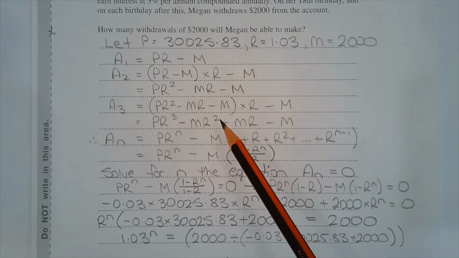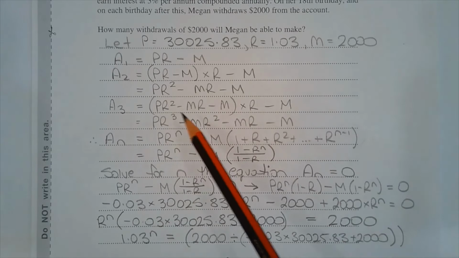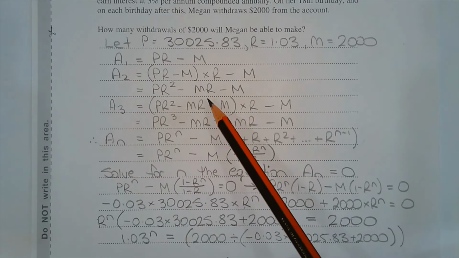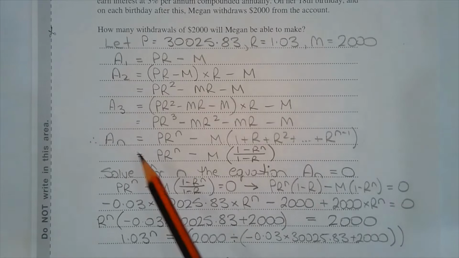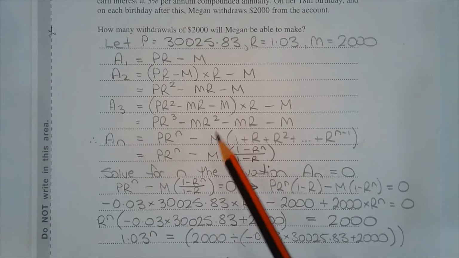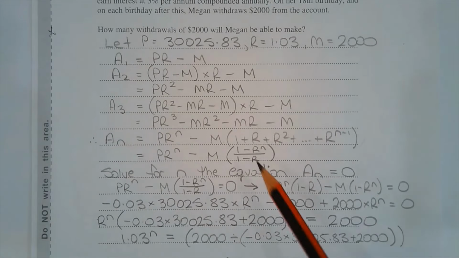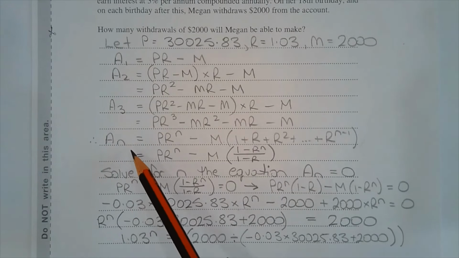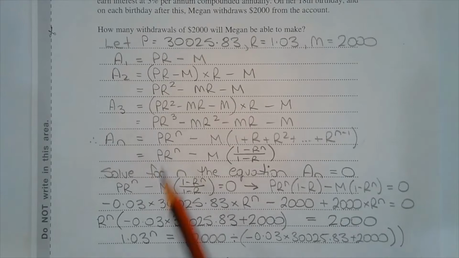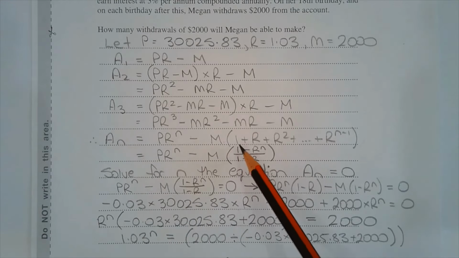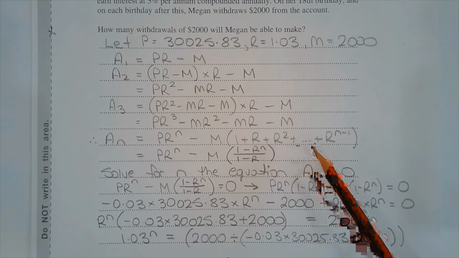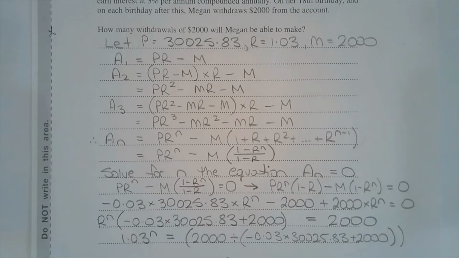A3 is equal to A2 multiplied by R minus M, where A2 is equal to PR squared minus MR minus M. And expanding the brackets, we have PR cubed minus MR squared minus MR minus M. And we can generalize a formula from this. We have A_n, the amount of money in Megan's account after n withdrawals of $2,000, is equal to PR to the power of n minus M outside of 1 plus R plus R squared plus ... plus R to the power of n minus 1.